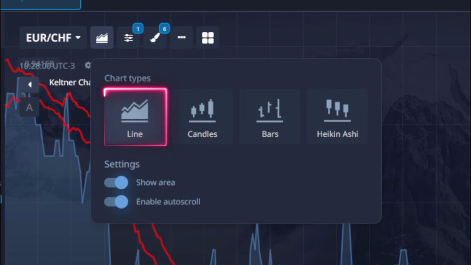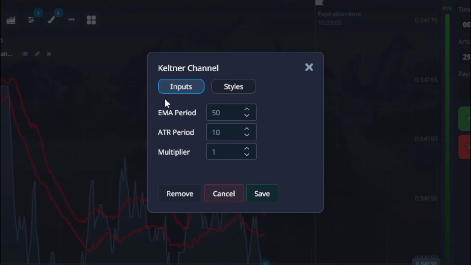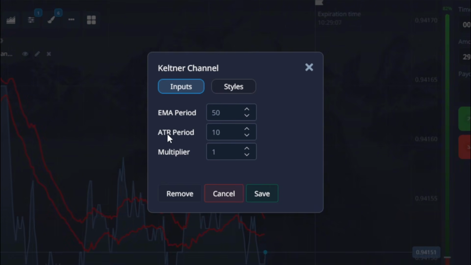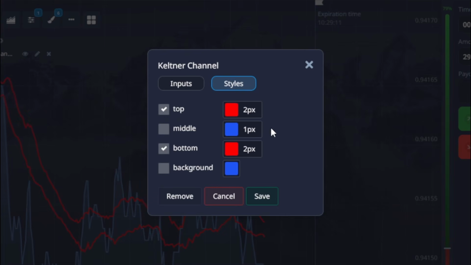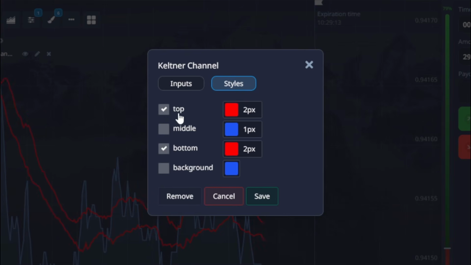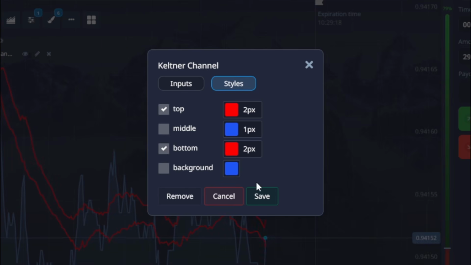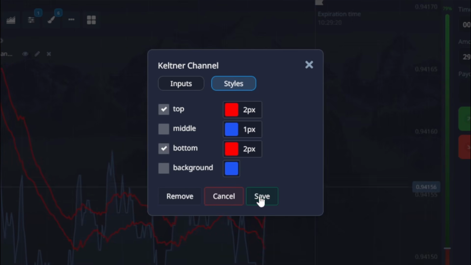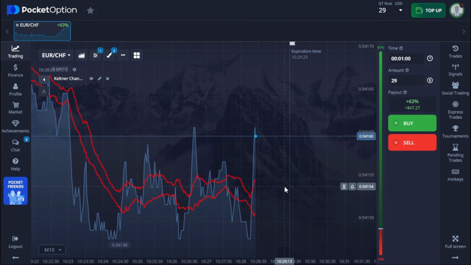Settings for that. Keltner channel, it's normal for you. So 50, 10, and 1. And those are the colors, that's up to you if you want to use the same or not. I put the middle line at the bottom because the line chart is blue, just to appear in the middle of that.